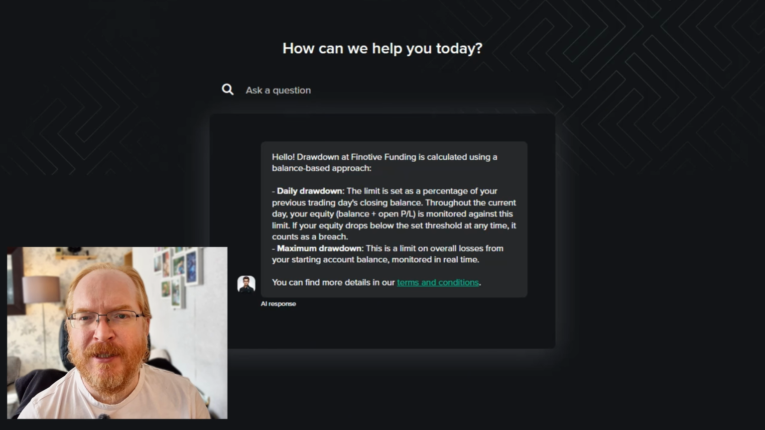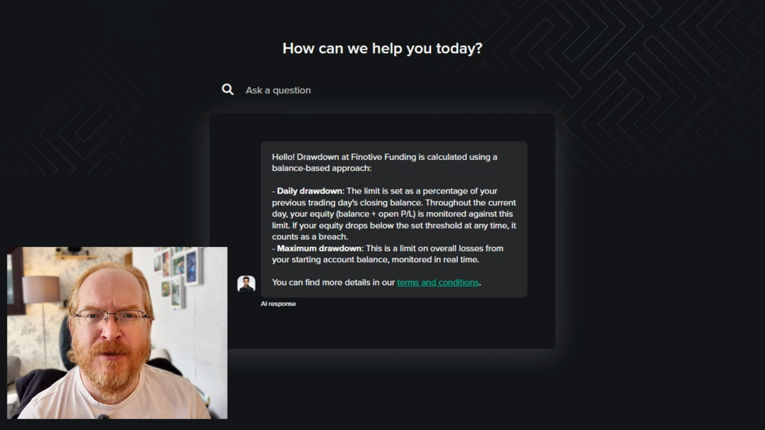Whereas Fxify have a much simpler system. You have 10%, that is it, static from the account balance for the lifetime of the account. Simple. I like to think Finotive Funding are an honest, friendly company, so it'd be nice if they'd update their website to clearly display how the drawdown is calculated, rather than me having to go in to ask the AI bot. But it is what it is.